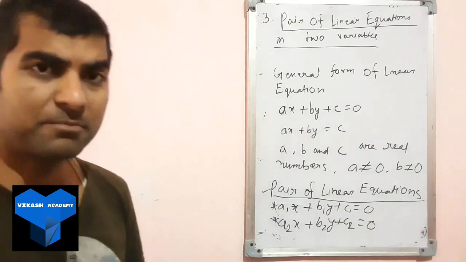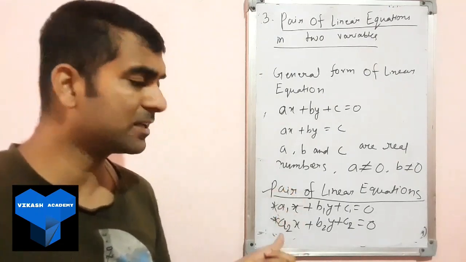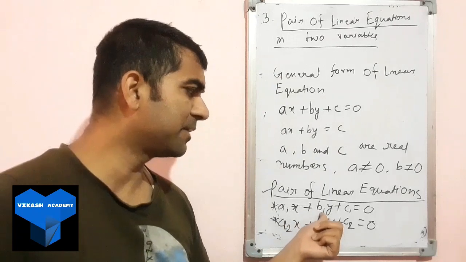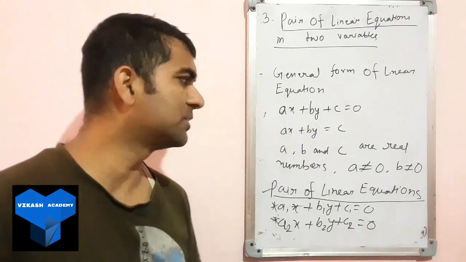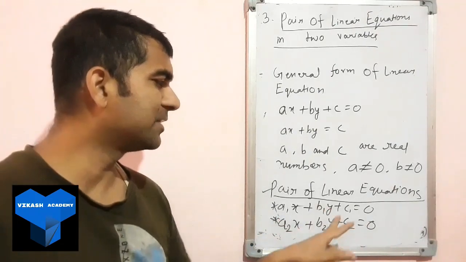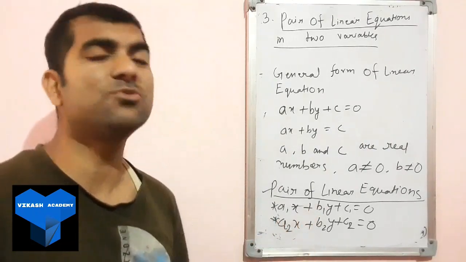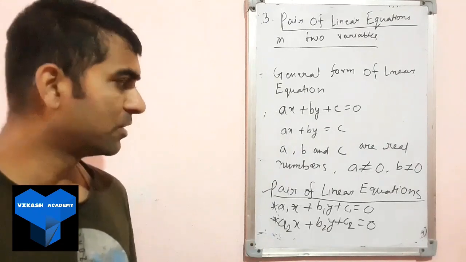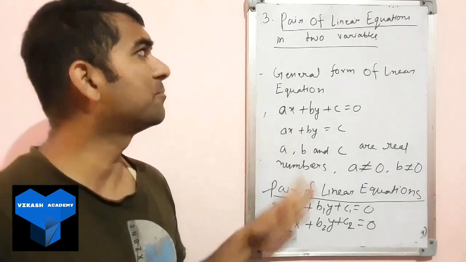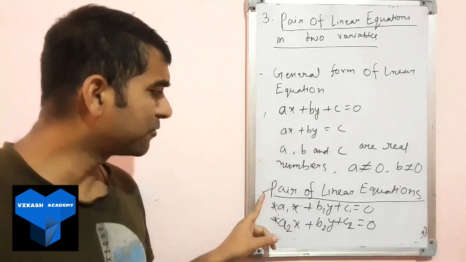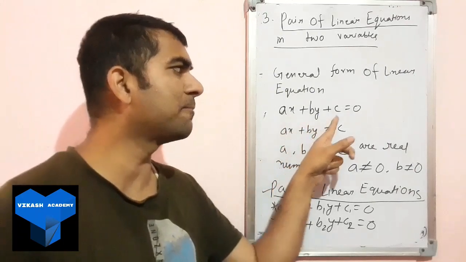Real numbers. Okay, next, pairs of linear equations. How do we represent them? We represent two equations, right? In pairs means two. So a1 x plus b1 y plus c1 equal to 0, and a2 x plus b2 y plus c2 equal to 0, where a1, a2, b1, b2, c1, c2 are real numbers. And a1, b1, a2, b2 cannot be 0. Here you have seen a1 not equal to 0, b1 not equal to 0. So this is the representation of a pair of linear equations, and for the general form of a linear equation, this is the representation: ax plus by plus c.